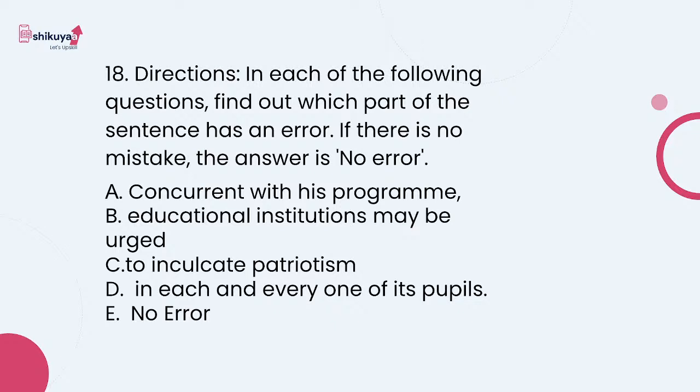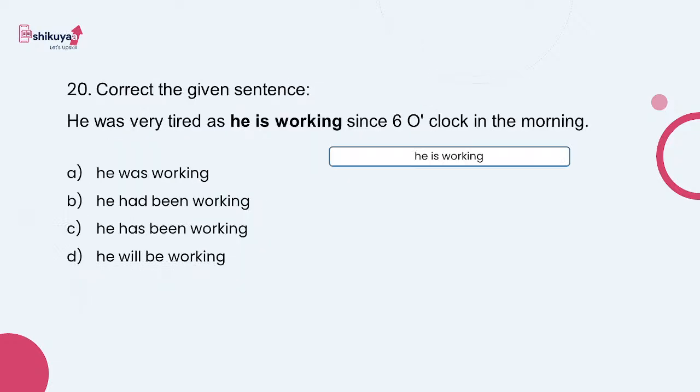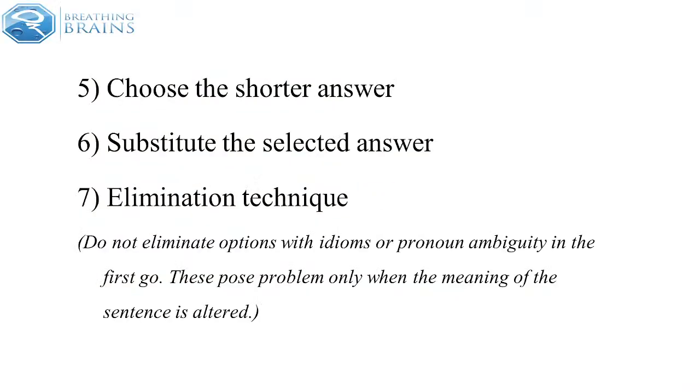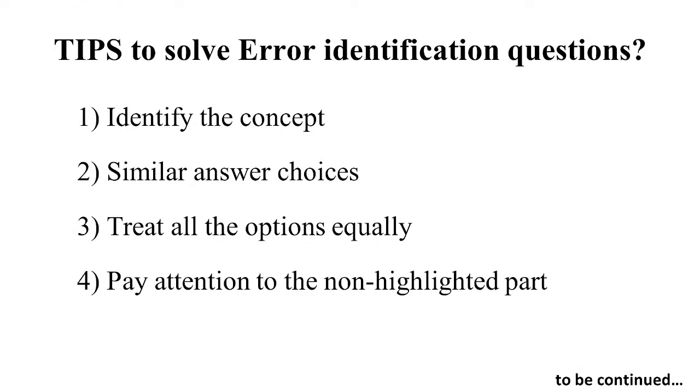Okay. So in this way, students, there will be questions based on error identification. So just let me give you some tips to solve error identification questions. First, identify the concept, whether the question is based on use of article, tenses, pronouns, parallelism, like that. Second, similar answer choices, you must be careful at that time. Treat all the options equally.